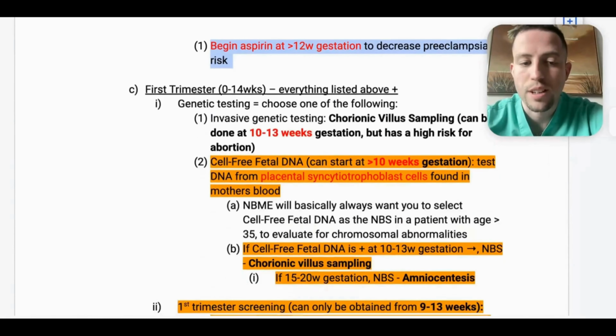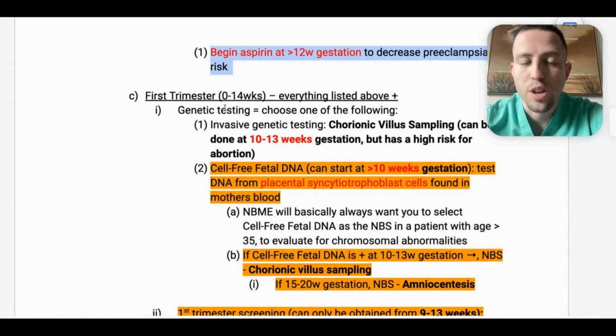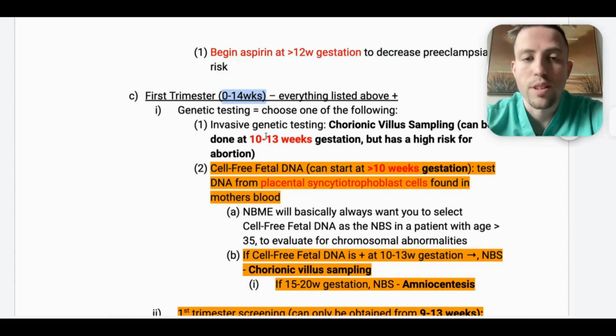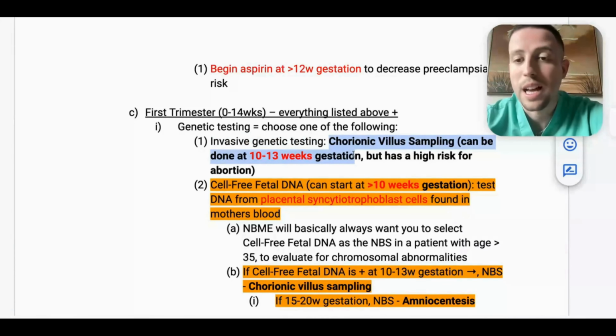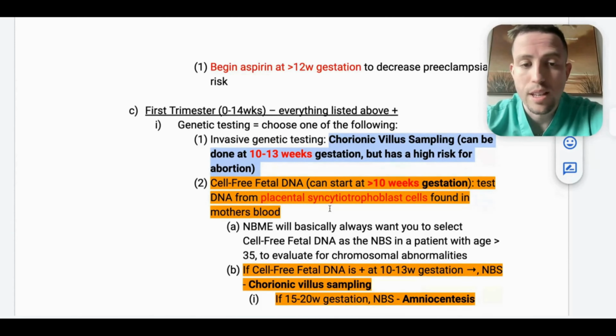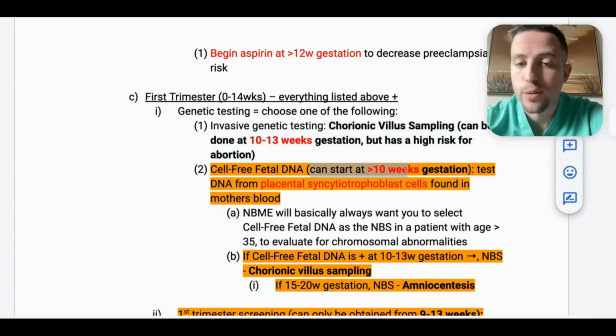So now let's break it down into the trimesters. First trimester at 0 to 14 weeks is everything listed above, plus you want to start doing genetic testing, and so you can consider offering the following. For invasive genetic testing, like chorionic villus sampling, this can be done at 10 to 13 weeks gestation, but it has a high risk for abortion, so some parents will opt out of it. Cell-free fetal DNA can start at over 10 weeks gestation, and so you test the DNA from the placental syncytiotrophoblast cells found in the mother's blood.